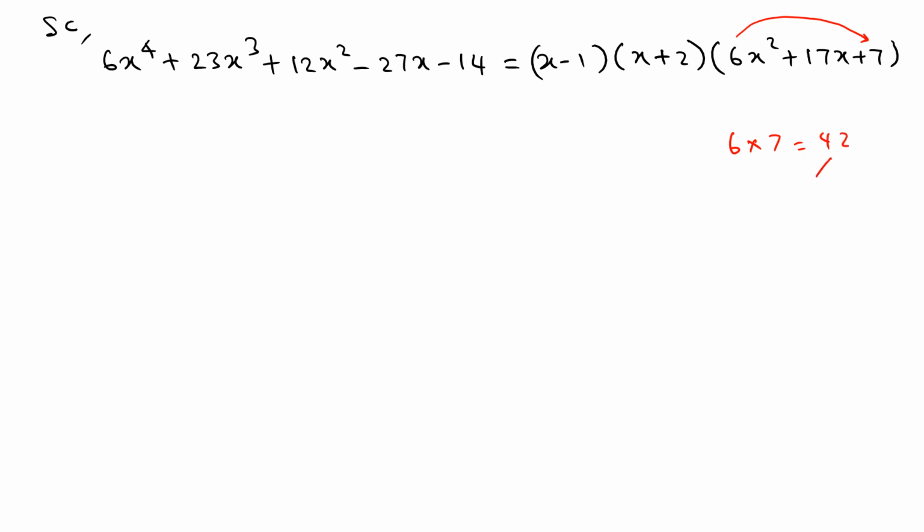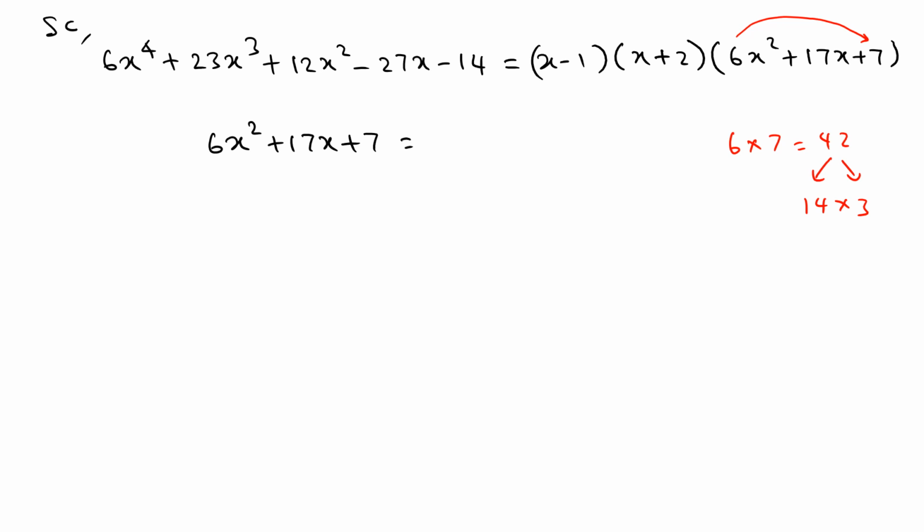Now we're going to break 42 so that the sum of the factors is 17. Can you think of two numbers that multiply to 42 and add to 17? You can see that those two numbers are 14 and 3. After you figure out those two numbers, you're going to think of what is the pattern of the factors. I'm going to write it here to show how it really works. So this is what we have.